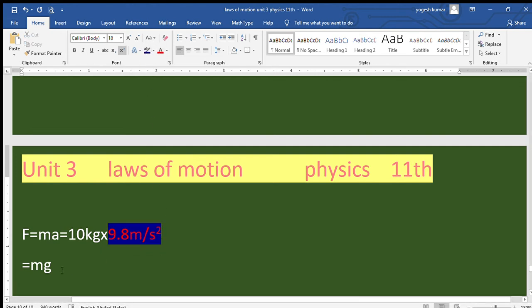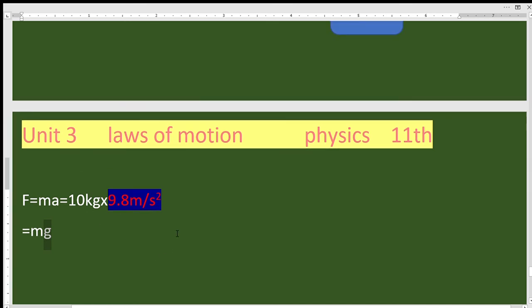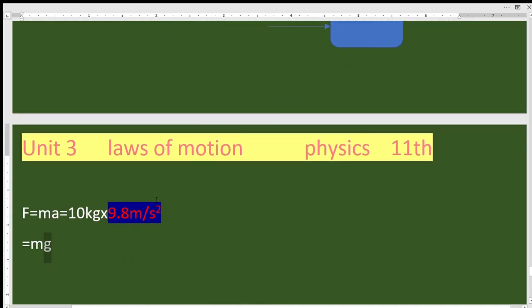So this is the value of this g, small g. I think you understand this. So F is equal to ma is equal to 10 kg into 9.8 meter per second square. Therefore, if you are carrying 10 kg of weight, in the downward direction, Earth is applying a force of 10 kg, meaning how much? It will come out to be 98 newtons.